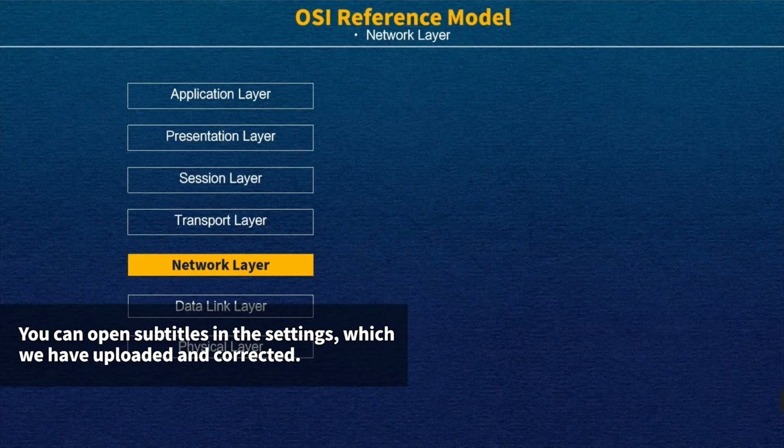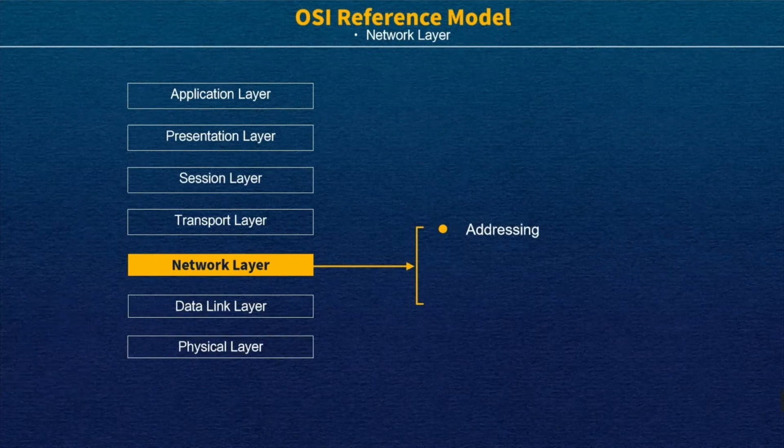Network layer, the main function is the first one, addressing. This layer will also have an address. We call it IP address. And the second one, about this part, we will use a layer 3 device like a router, like a layer 3 switch, to forward the traffic according to the IP address. This process we call routing.